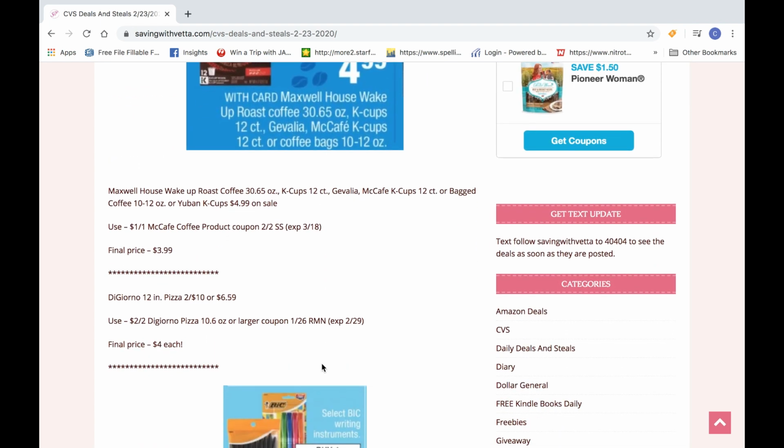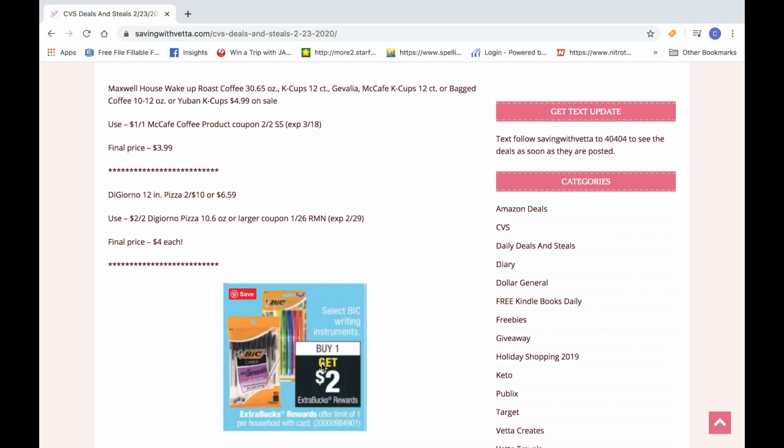Maxwell House Coffee, if you need to stock up on some coffee, $4.99. There is a $1 off coupon, making these $3.99. DiGiorno Pizza, 2 for $10. We have a $2 off two coupon, making these $4 each.